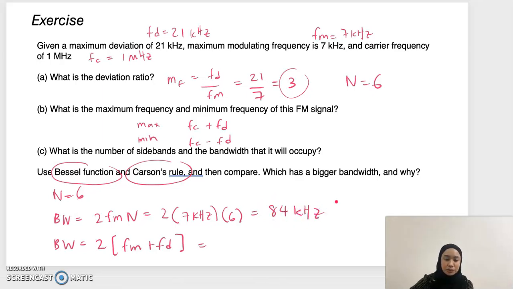And for Carson's rule, it is 2 times FM plus FD. If FM is 7 and FD is 21, that would be 28. 28 times 2 would be 56 kilohertz. Now this makes sense because Carson is ignoring anything less than 2%, whereas Bessel is ignoring anything that is less than 1%, which means that Bessel will allocate more bandwidth for the smaller sidebands. Okay, so this is the difference, and both are correct.